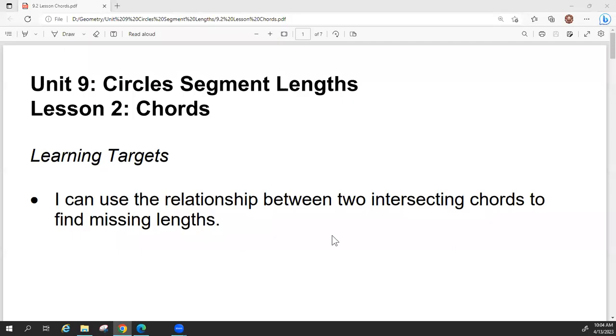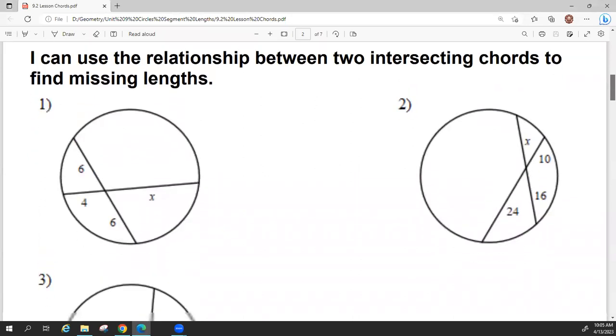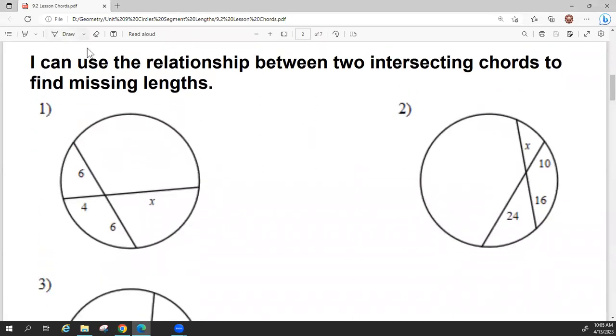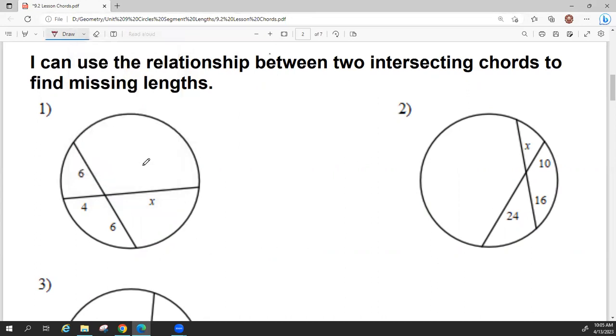Hey, all. Today we're going to continue talking about the lengths of segments as they relate to circles, and today we are going to talk about chords. If you remember from earlier in the year, or even if you don't, that's okay. We talked about chords. Chords are segments that touch the circle twice, and they stay inside the circle. So here we have two chords.